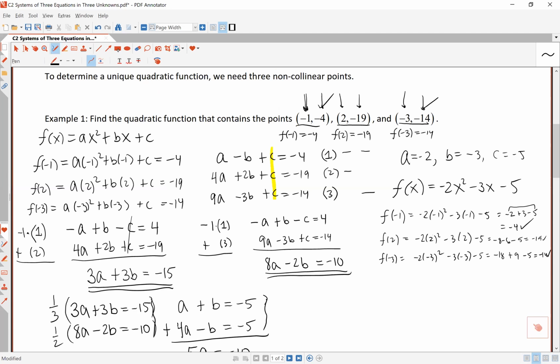And now I can be confident that that's my answer. The unique quadratic function that contains these 3 points is f of x equals -2x squared minus 3x minus 5.